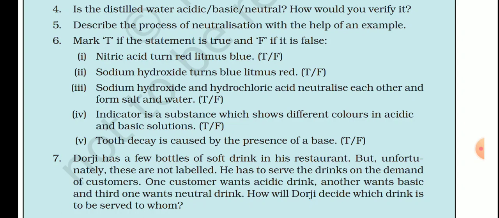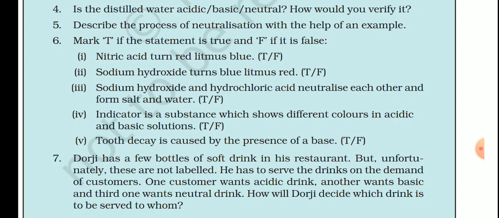So what method can he use? Definitely the first method that he can use is by tasting, because they are drinks, so he can taste it. If it is an acidic drink, then the taste will be sour. Okay, and if the drink is basic, then the taste will be bitter. Okay, and the second method is he can use litmus paper to test the nature of soft drink. Okay, so I am dictating the answer. Dorji can use litmus paper to test the nature of soft drink.